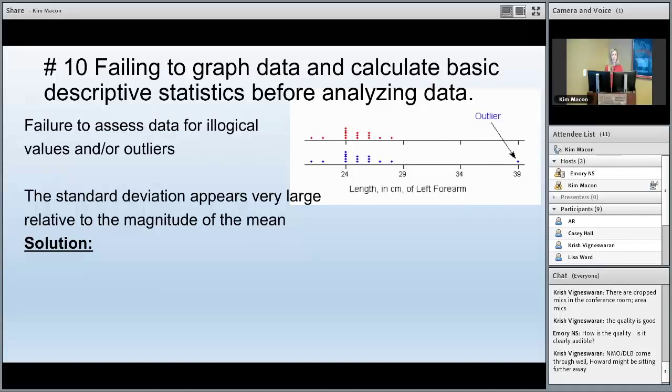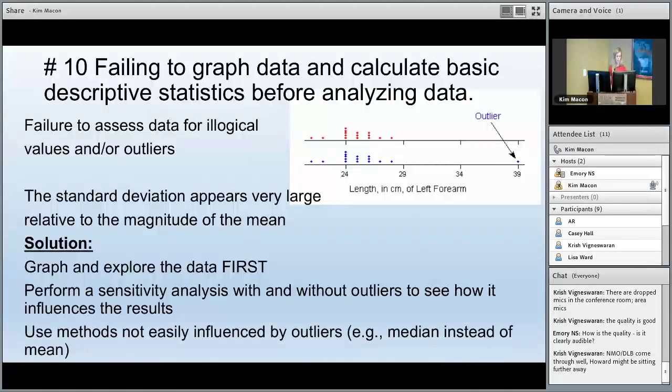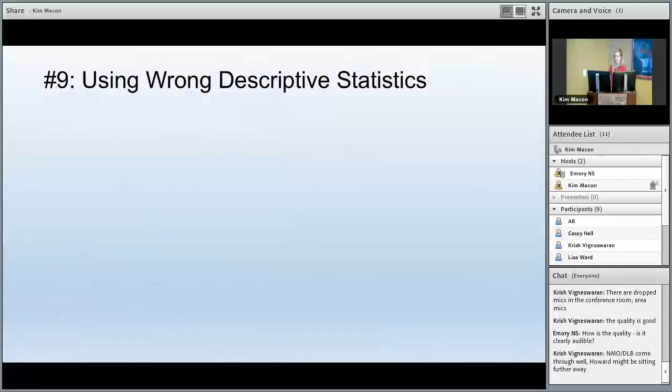So there's a very, very easy solution for handling outliers or even detecting them. Graph and explore your data first. I can't stress this enough. So many people just jump into their data, start doing t-tests, things like that. They don't even take the time to actually graph their data and look at it before they start to do any real analysis. You can also perform a sensitivity analysis with and without the outlier to see how it influences your results. But the most robust way of handling it is to actually use methods that are not easily influenced by outliers. Report things like median and interquartile range instead of the mean.